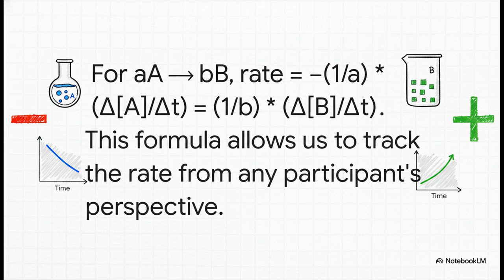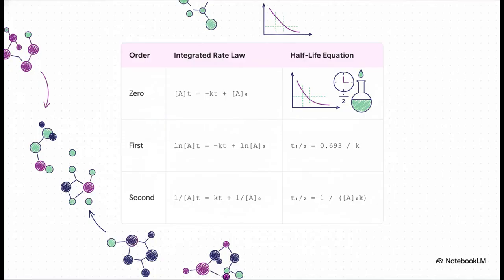We just use those little A and B coefficients from the balanced equation. It's all about looking at the same rate from different points of view. Okay, this is where things get really cool, because this table gives us a kind of chemical crystal ball.